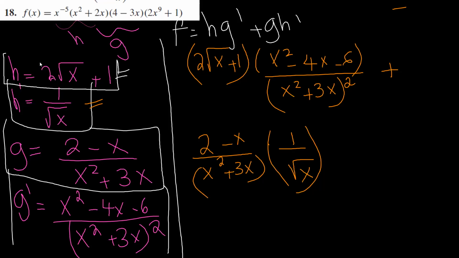Now, in number 18 here, we have f of x equal x raised to the power negative 5 times x squared plus 2x times 4 minus 3x times 2x to the power 9 plus 1. Here, how many functions are multiplied? 4. And we have a formula that we can make a differentiation for two functions that are multiplied. So what can I do?